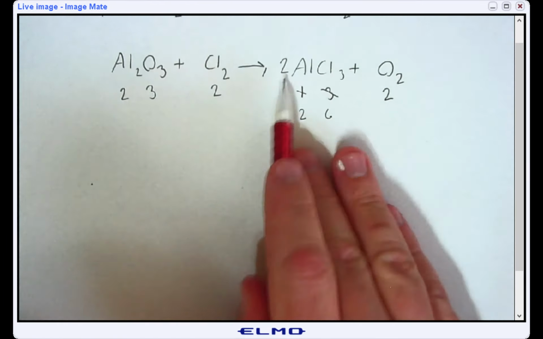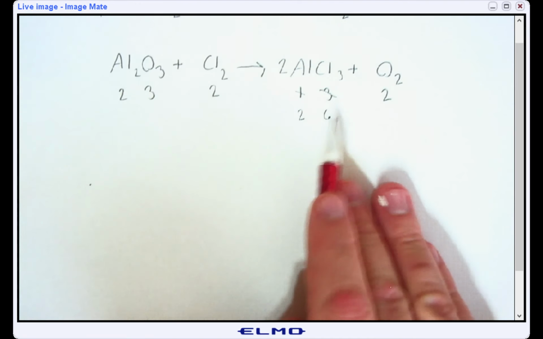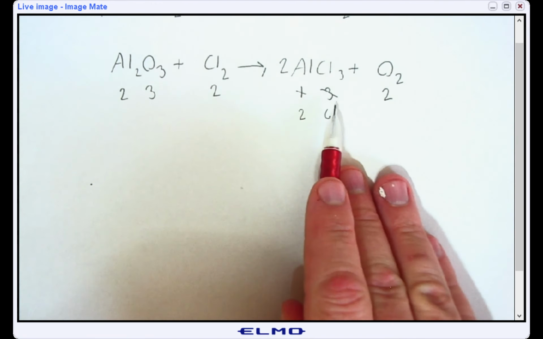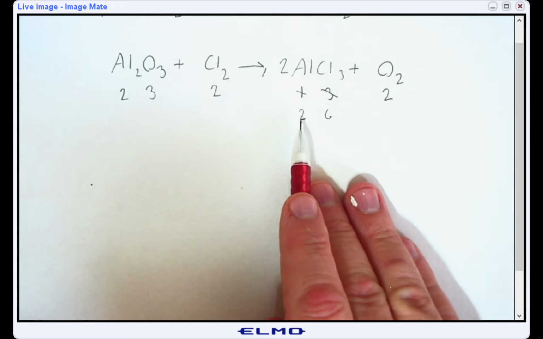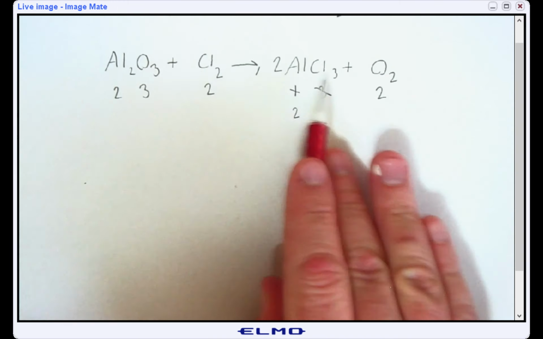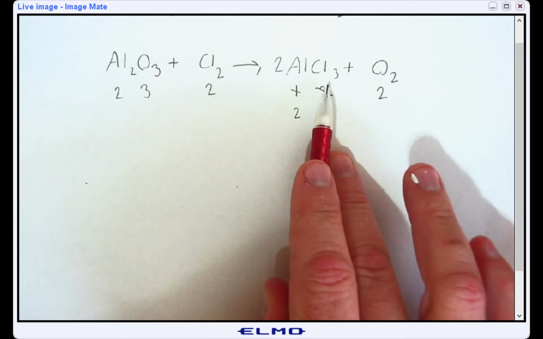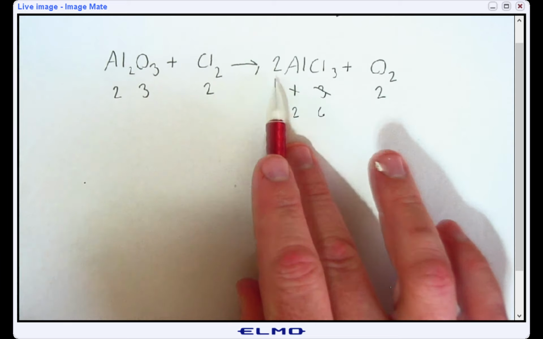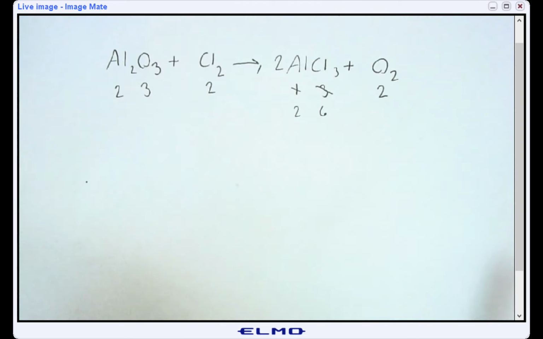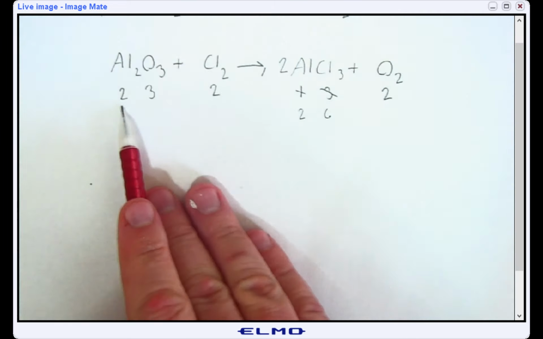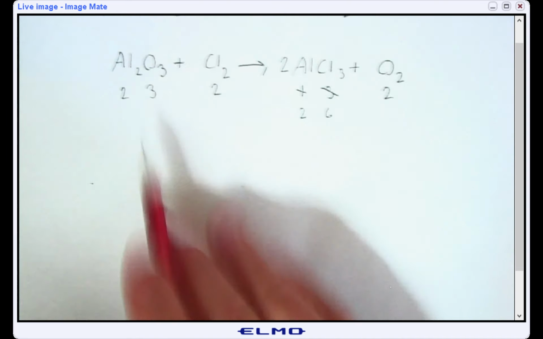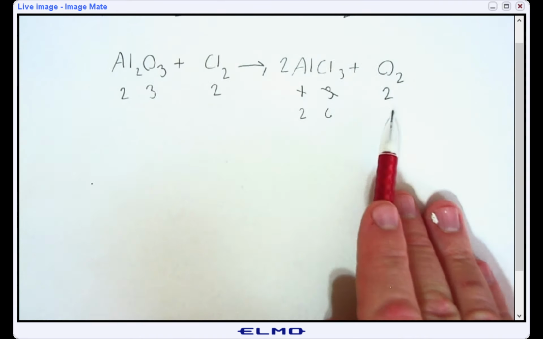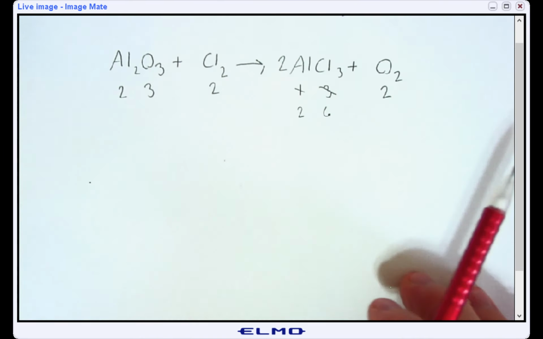This is a common mistake with balancing. They forget, hey, I put a coefficient out in front, but they forget to multiply the second number, or sometimes the first. Remember, coefficients create more compounds. This is saying we have 2 aluminum chlorides. Okay, so let's count. I got 2 aluminum, 2 aluminum, 3 oxygen, 2 oxygen. Well, crap, those don't match.